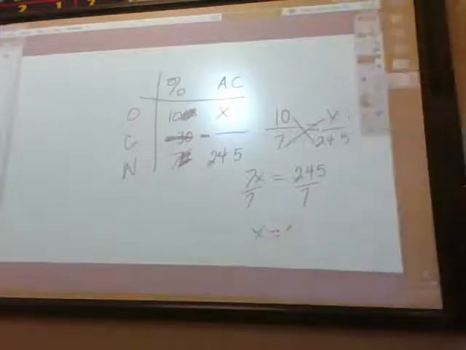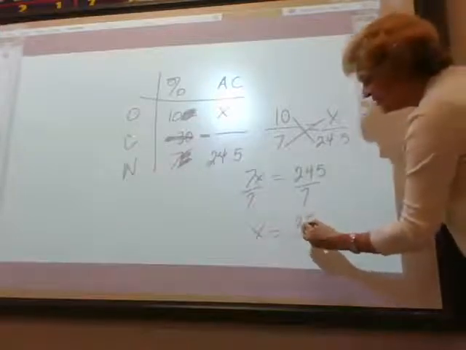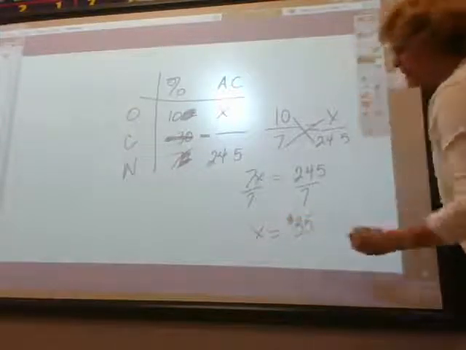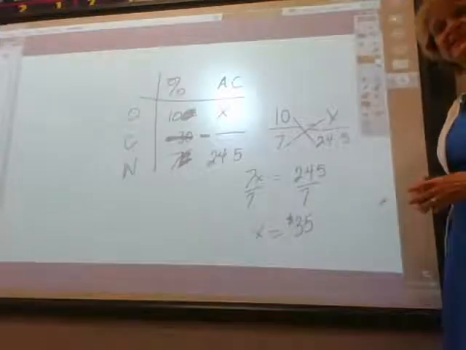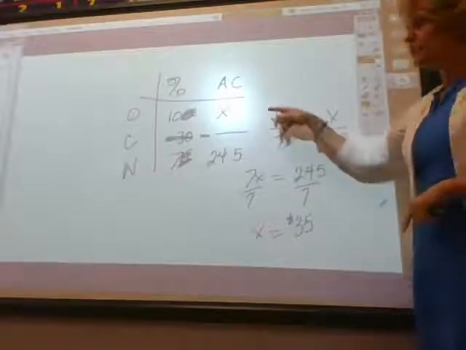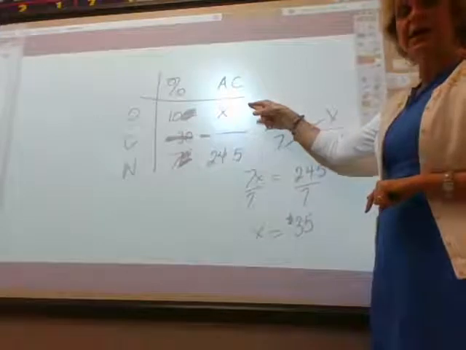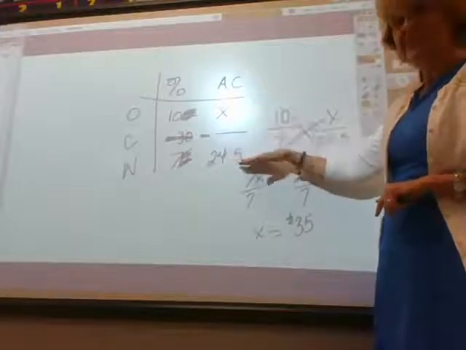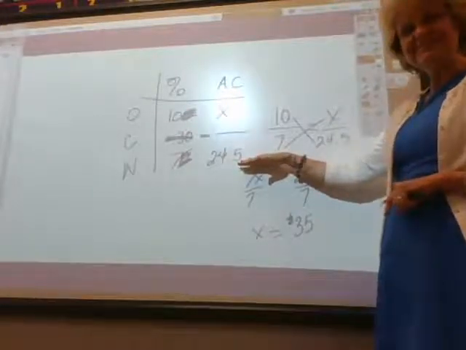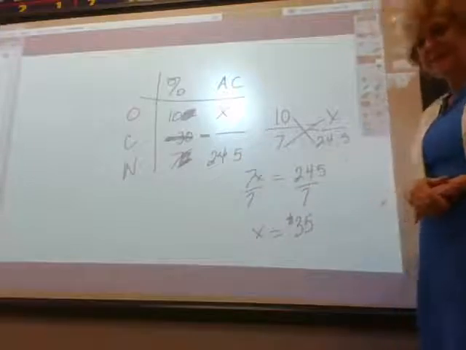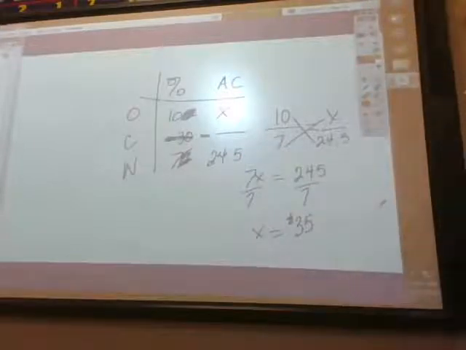And when I do that, I will get x is 35, and we're talking about money there, so I'll go ahead and put my dollar signs. And is that reasonable? Yes, the original price should be higher than the new sale price. All right, very good. Let's do another example.